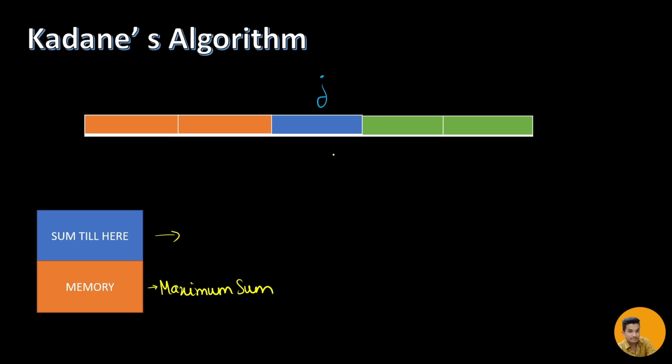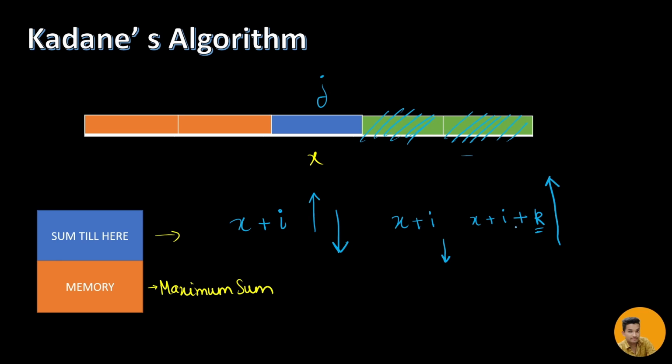Let's say sum till here is x. Then if I add the next number, let's call that value I, I check whether it goes up or down. If it goes down at this point, and I move to another number, let's call that k. If I add this k, it increases our sum, and the maximum sum, which was earlier, let's call it y.